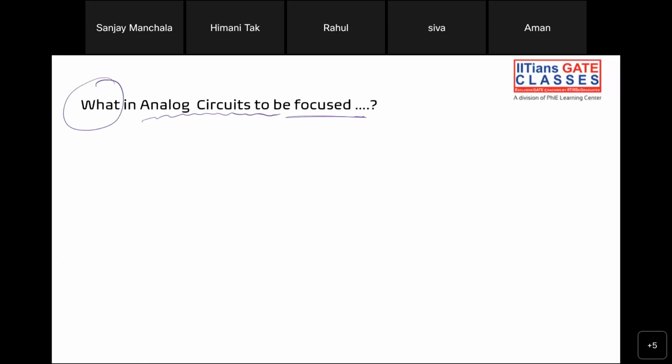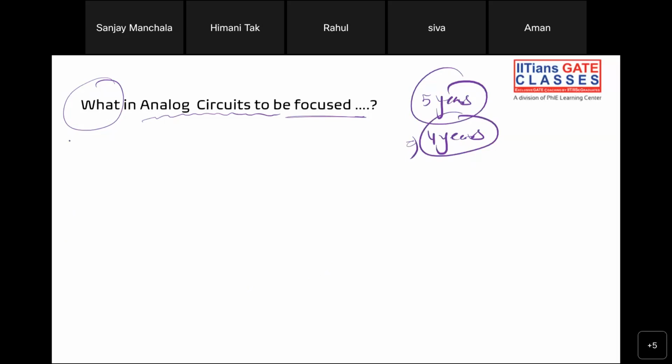There are various topics, and you must know the drawback of each topic, and why those topics are not being asked. In fact, in the GATE examination, those topics have not been asked for the past four or five years, such as the bipolar junction transistor. Can somebody tell me what is the main drawback of the bipolar junction transistor?